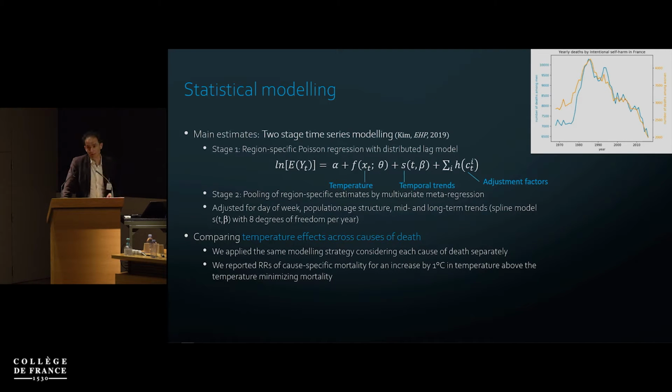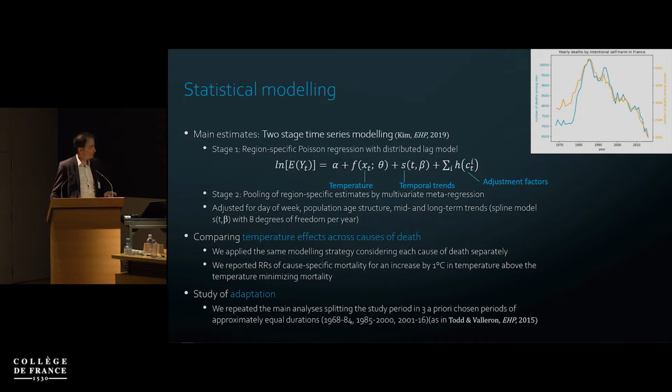And in order to compare the causes of death and rank them in terms of the influence of temperature, we reported the effect of a 1 degree Celsius increase in temperature above the temperature that minimizes mortality. The question of adaptation was very simply studied, replicating the approach by Todd and Valleron, cutting the whole study period in 3 parts.